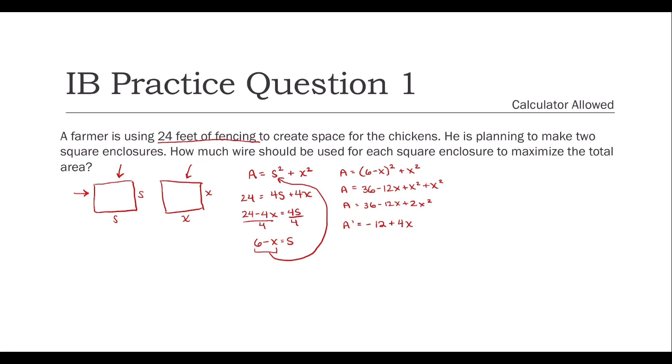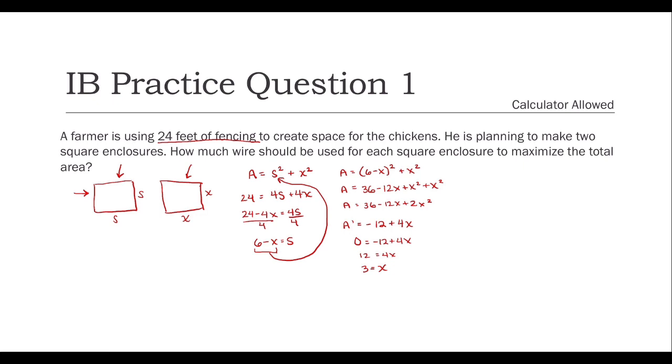So a critical value will occur when this is equal to 0. So 0 equals negative 12 plus 4x. We'll add 12 to both sides and then divide by 4 to get that 3 equals x. So we'll have a critical value when x is equal to 3.